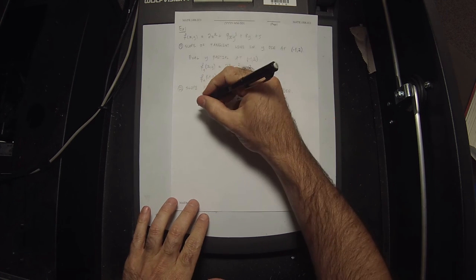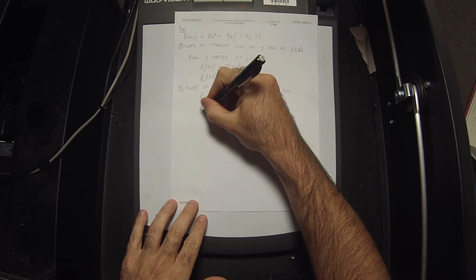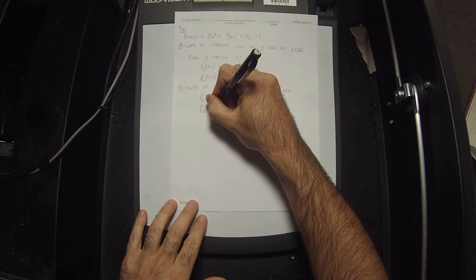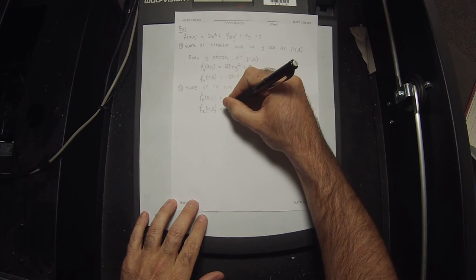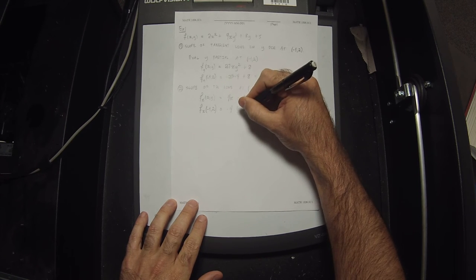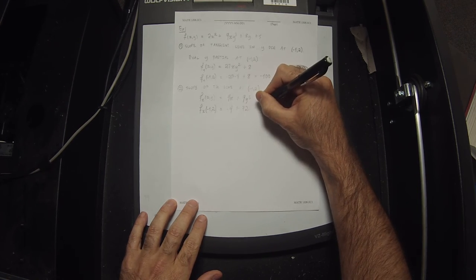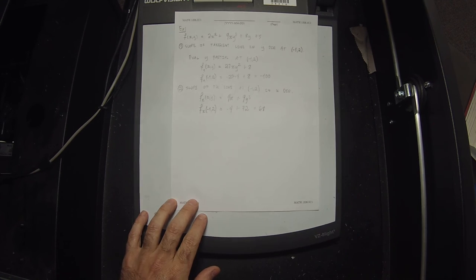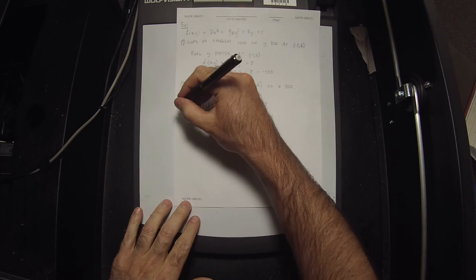Okay, and then evaluate this at negative 1, 2. So that'd be negative 4 plus 9 times 8, which is 72, so 68. Any question about this one? Okay, so now here's a fun one.